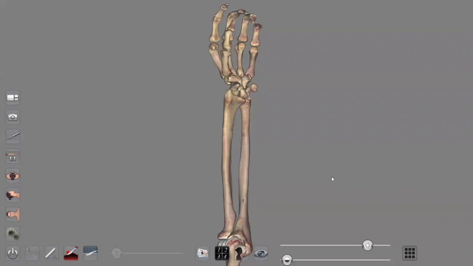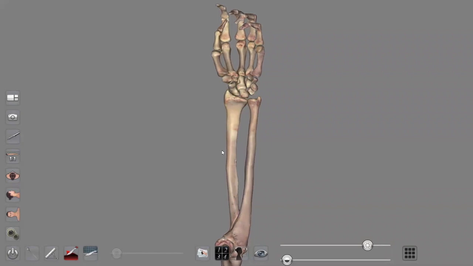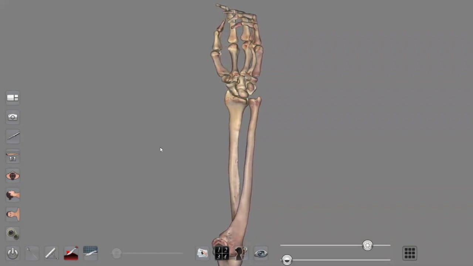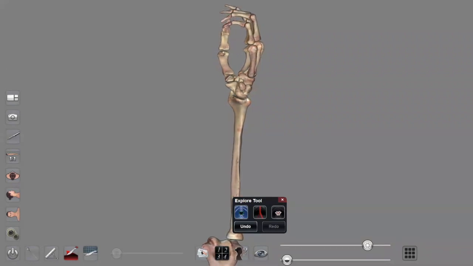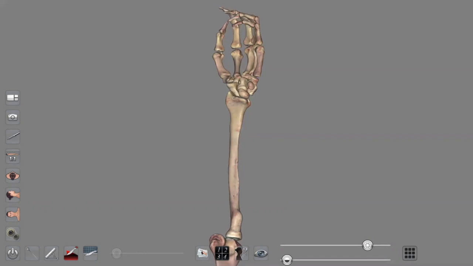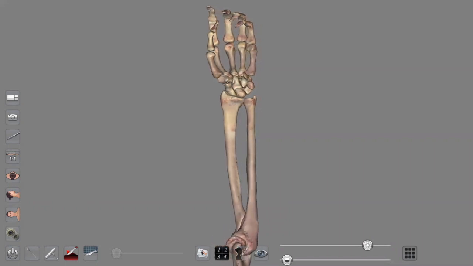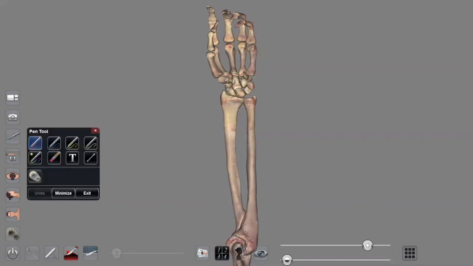The medial aspect of the distal end of the radius forms a small concavity where the head of the ulna sits. This is known as the ulnar notch. If we remove the ulna, you'll be able to see that small indentation here. We'll bring the ulna back in. The lateral aspect of the radius ends distally, similar to the ulna, in a styloid process, seen here. This is the radial styloid process.